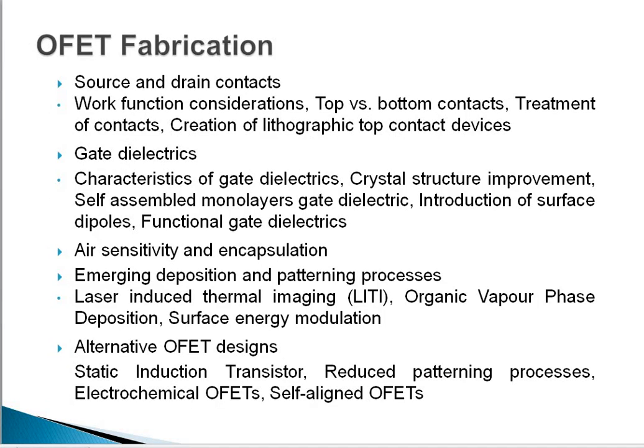There are various factors on which OFET fabrication depends. The first one is the source and drain electrode. One of the critical operating junctions in an organic field effect transistor device is the source and drain contact to the channel. The source and drain electrode formation and structure can also influence the properties of the transistor channel itself. Under the source and drain contact, we will cover the following topics: work function consideration, top versus bottom contact, treatment of contact, and creation of lithographic top contact devices.